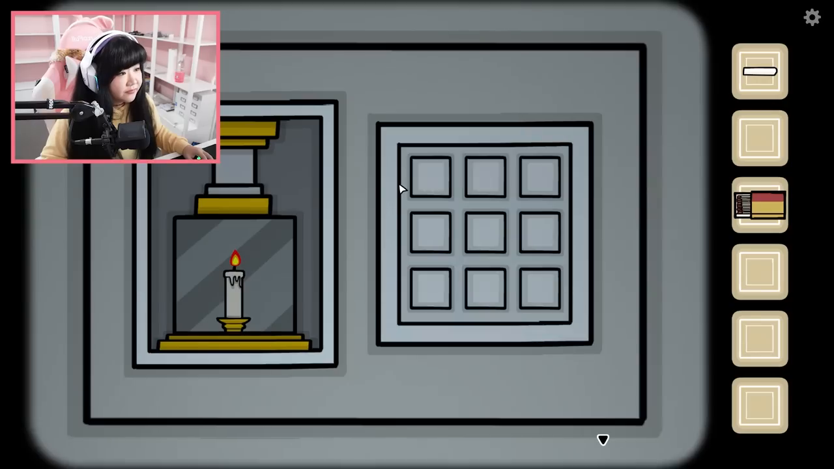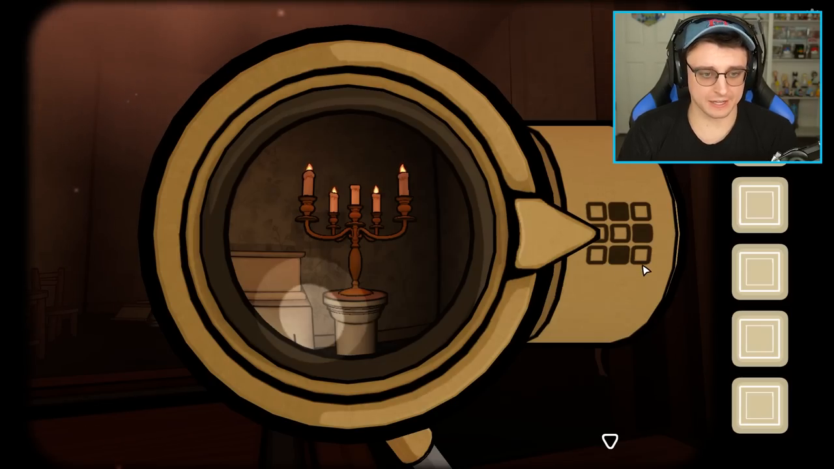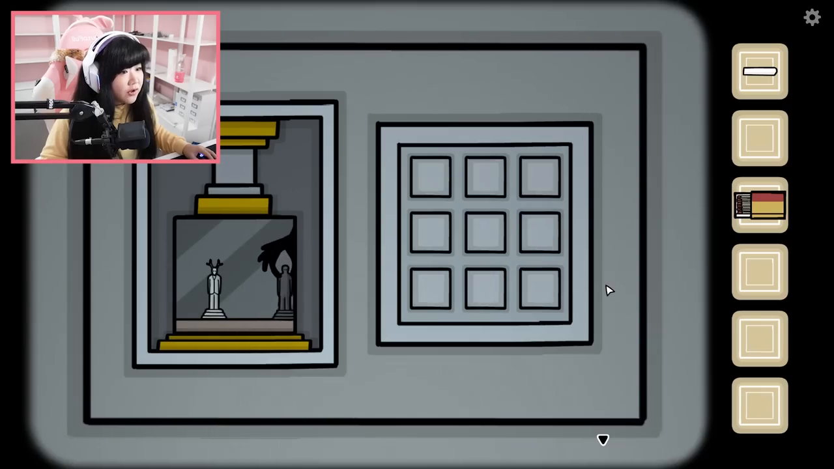Okay, you ready? Blank, filled, blank. Blank, blank, filled. Blank, blank, filled. Blank, filled, blank. Blank, filled. Oh, okay. All right. So the shadowy figure moved, like, they look like chess pieces.